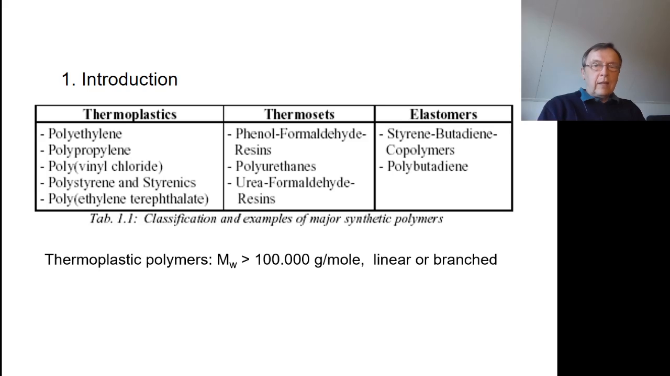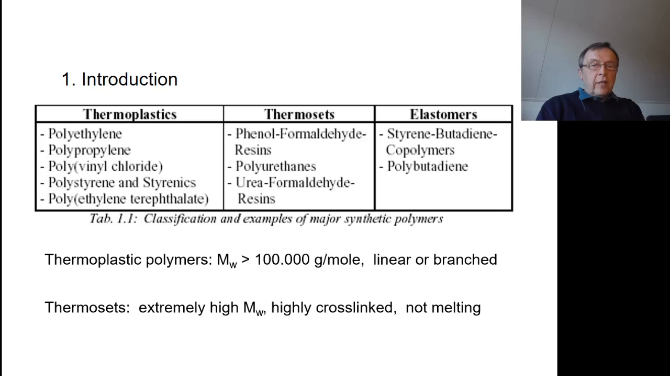So here we see again the typical properties. So the thermoplastic polymers have molecular weight of more than 100,000 grams per mole. The molecules are linear or slightly branched, and as their name says, they are thermoplastic. That means we can melt them, bring them into the shape that we would use later on for the product, and then we cool them down and solidify the material in the desired shape.